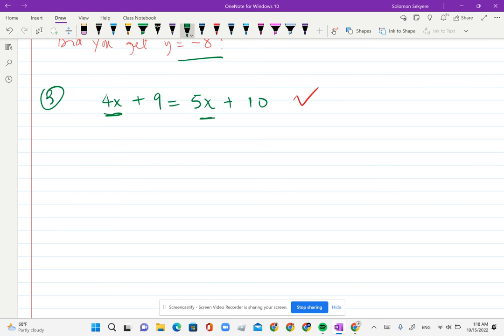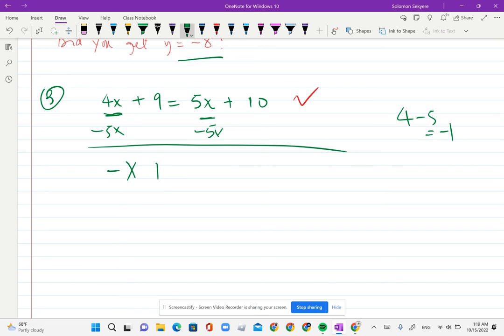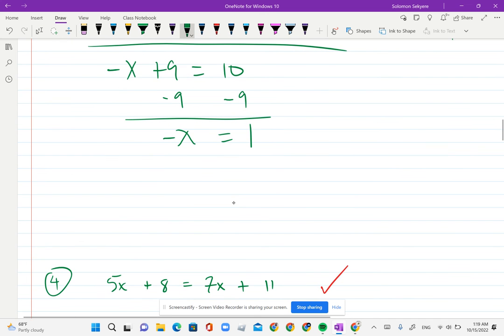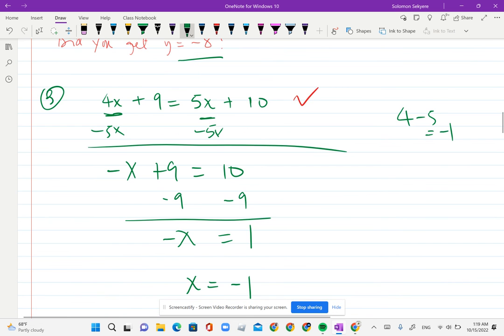If we collect them on the left side, that means we need to say minus 5x on both sides. And if you remember your integers, 4 minus 5 equals negative 1. That means we have negative x plus 9 equals 10. Your next step is subtract the 9, group your integers, negative x equals 1. If negative x equals 1, what we want is x, so x equals negative 1. Got it?